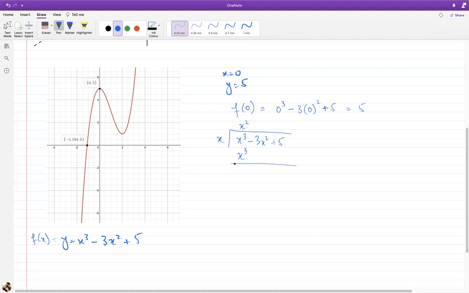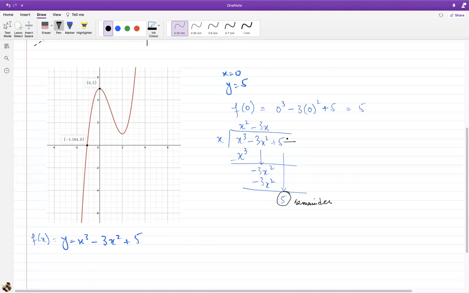All right, this becomes 0. I get minus 3x squared. I multiply this with minus 3x, I get minus 3x squared, becomes 0. Now, there is absolutely no multiple of x that will give me 5 here. I can't multiply x by anything to make 5, right? So that means that this is actually a remainder.